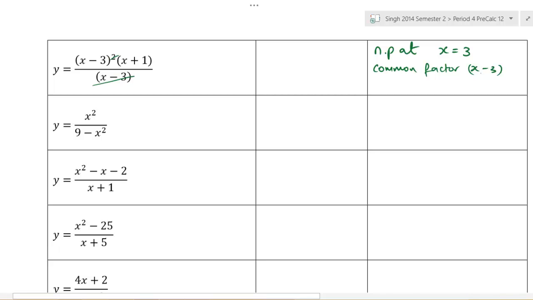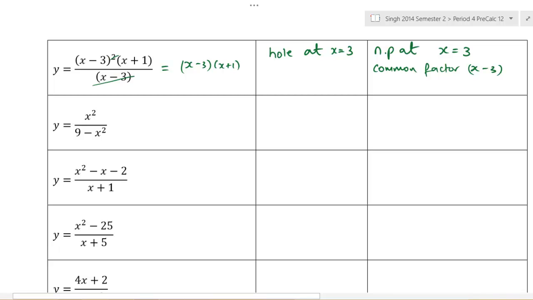Once that common factor crosses off, I look at the resulting function. I just get x minus 3 and x plus 1 left over. The fact that we have a common factor tells us that there's going to be a hole at x equals 3.